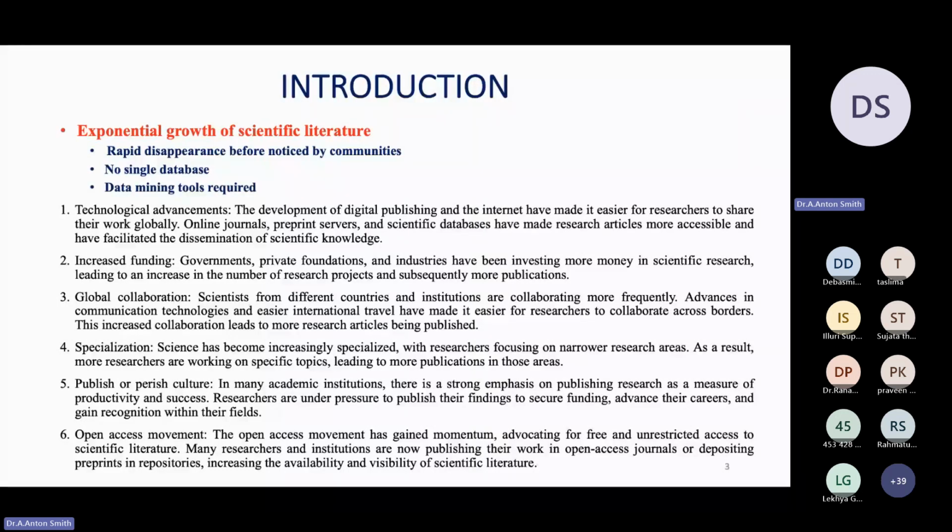One is technological advancement, then increased funding, global collaboration, specialization, publish or perish, and the open access movement. I consider all the components as six categories. Technological advancement means online journals, preprint servers, and scientific databases made research articles more accessible, which facilitated the dissemination of scientific knowledge. So publishing articles on the internet gives much easier benefit for researchers.